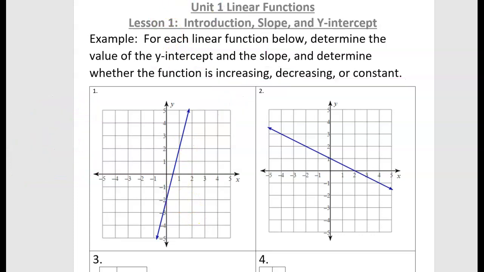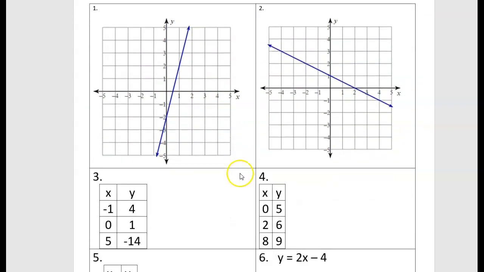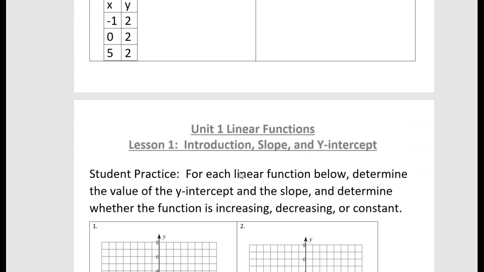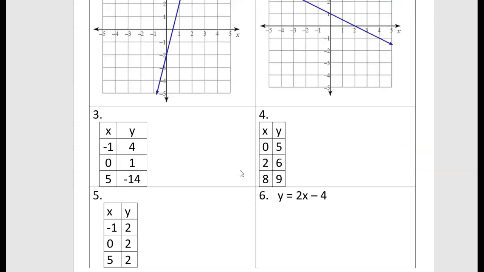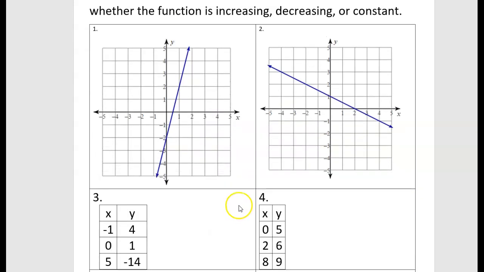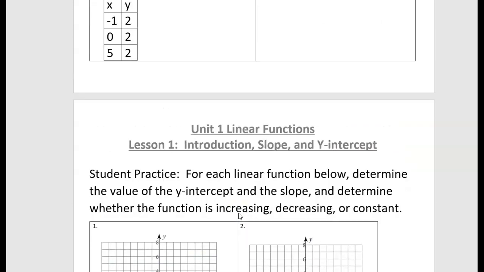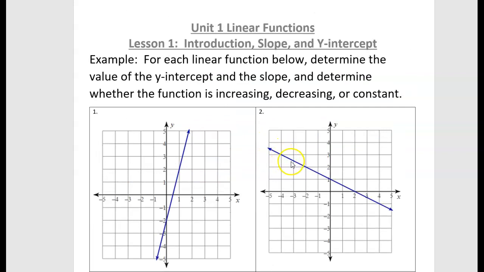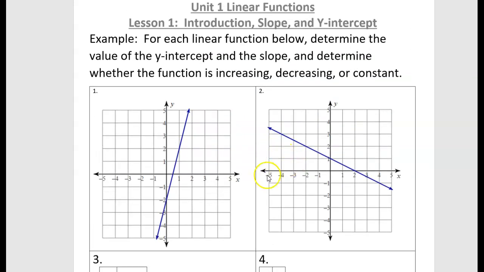I'm going to go ahead and let you guys try one of these really quick before I go any further. I've been talking to you a whole lot. Why don't we have you guys just do number 2 here? This is your student practice down here, but I'm going to go ahead and skip that. I'm going to ask you guys to try number 2. See if you can find the slope and the y-intercept. Pause the video here. Find the y-intercept, the slope, and then determine if it's increasing, decreasing, or constant. So go ahead and try number 2. Pause the video here.